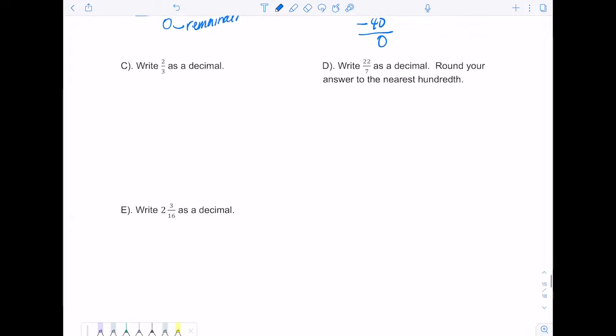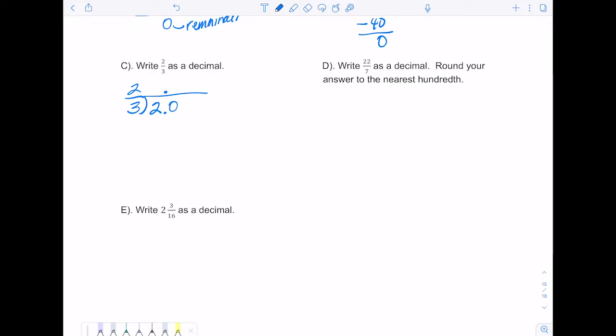Okay, for 2/3, I'm going to put the 2 here. We know 3 can't go into 2. If it was a 3, 3 can go into 3. Yep, that's great, but it can't go into 2. So I'm going to add a decimal point, and then I'm going to add a 0.